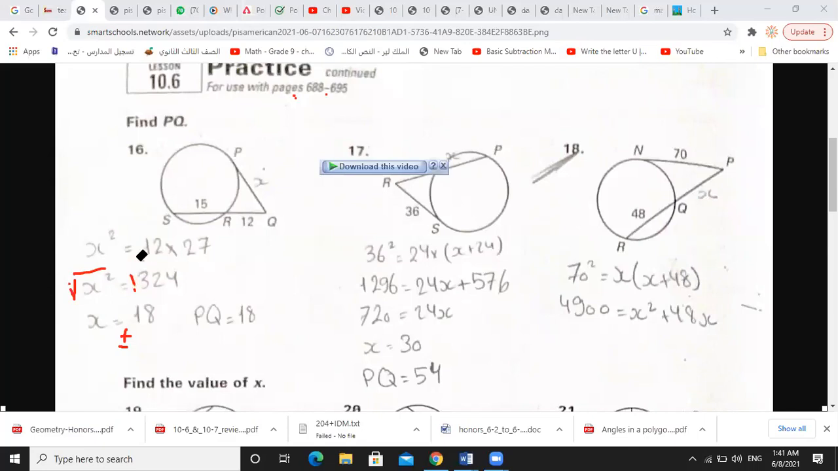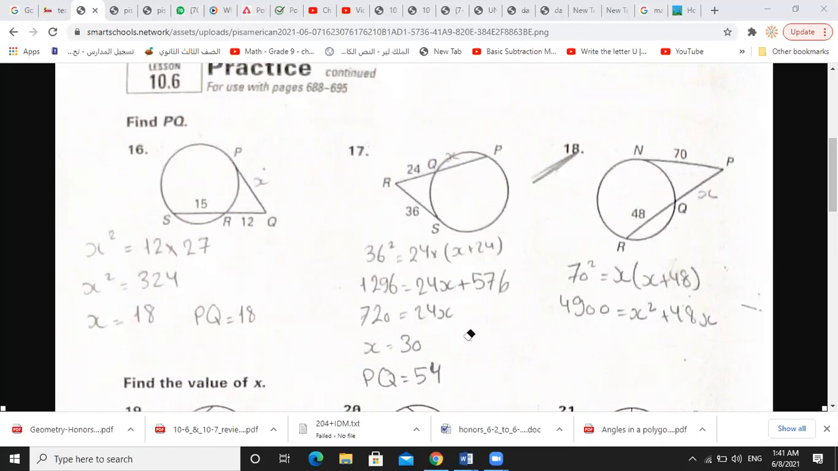Because the length of the tangent, we can't accept it with a negative sign. We can't have a segment with negative 18. Then it will be positive 18. Now we only choose BQ because he said here we are looking for BQ. Then we go back and write that BQ equals X.